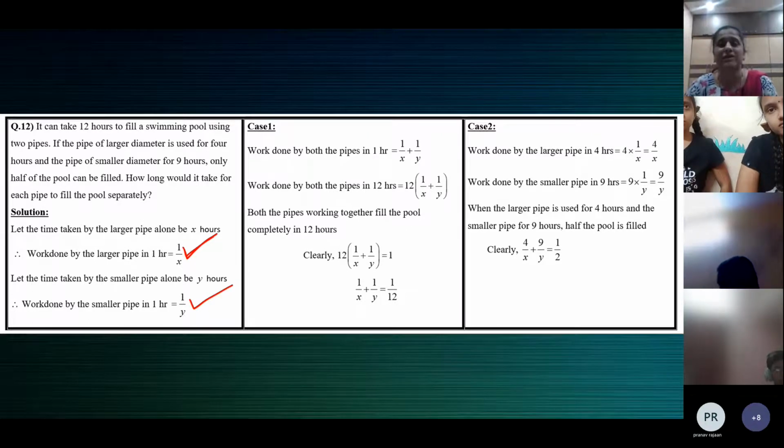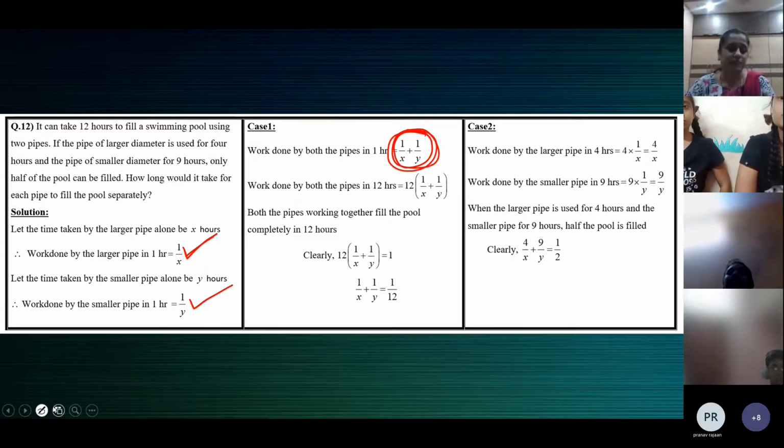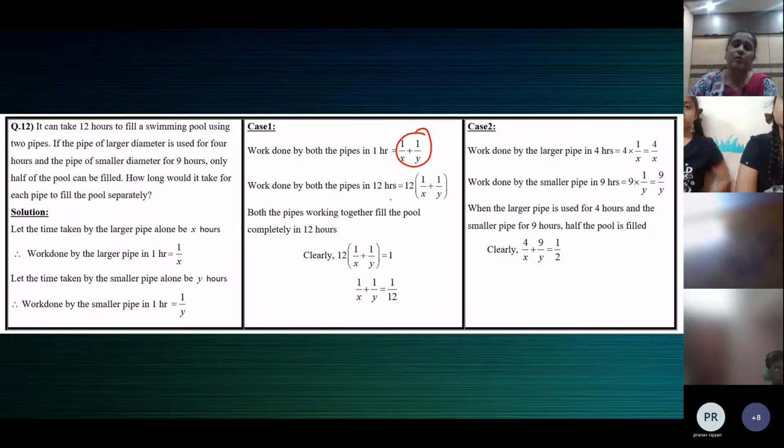Why are we finding their combined 1 hour's work? Because both the pipes are kept open now. So they're working together. So what is their combined 1 hour's work? Their combined 1 hour's work will be 1/x plus 1/y. This is the fraction of the pool filled by both the pipes when they are kept open for 1 hour.